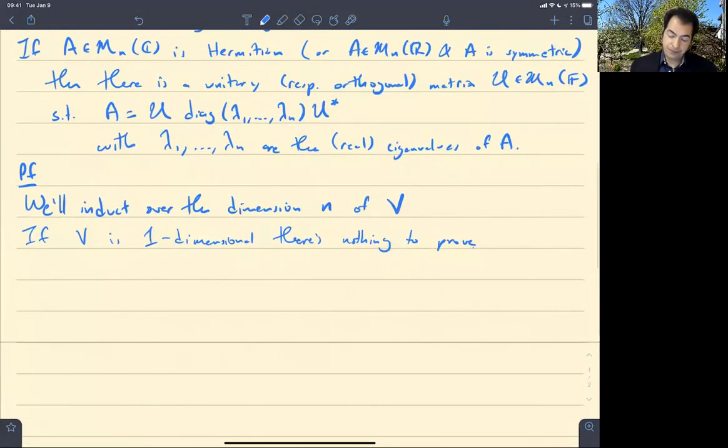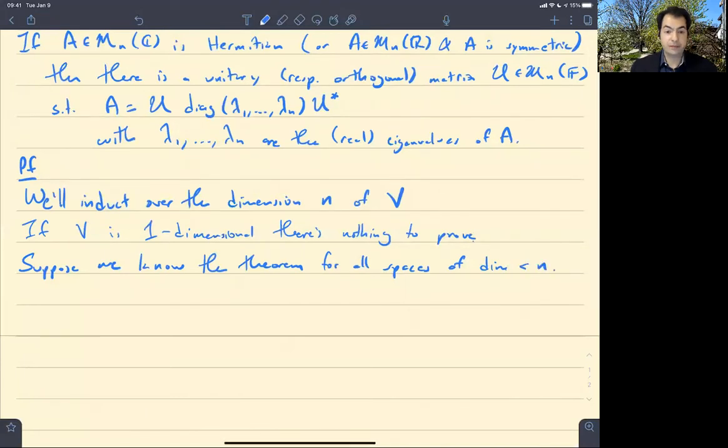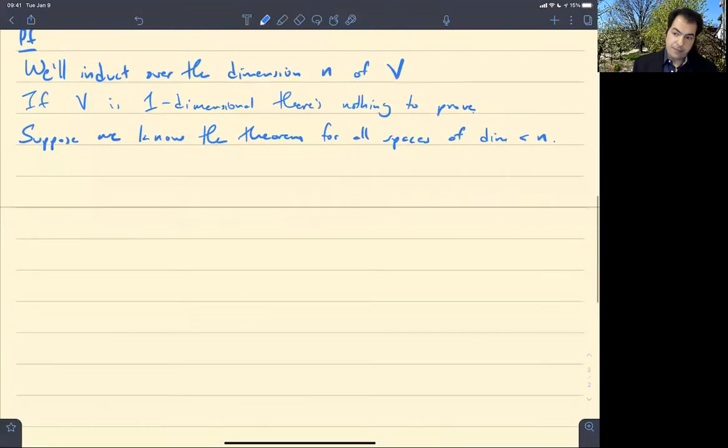So suppose we know the theorem for all vector spaces of dimension less than n. Now, T is a self-adjoint map.